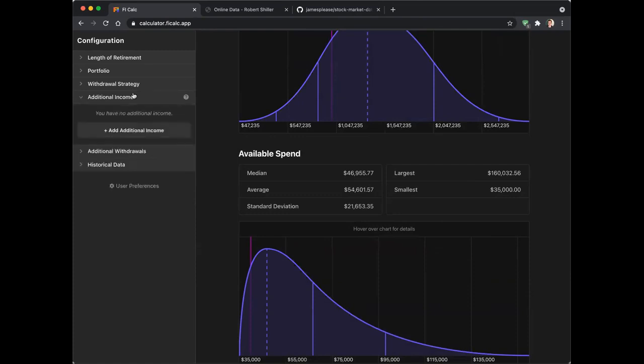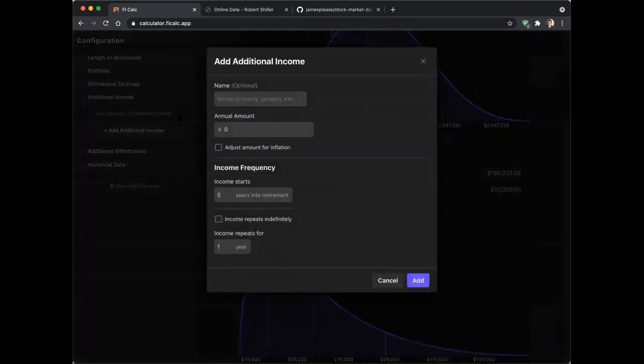And I'll hop on over to additional income. The way additional income works is, maybe you get a side job and it's going to bring in $10,000 a year. Maybe you're expecting a raise or just an increase in that amount that's tracking inflation, so you adjust that amount for inflation. And maybe you're going to do that for the first 10 years. So that's the flexibility provided by this idea of additional income.